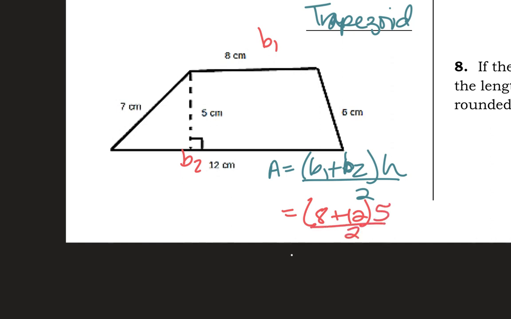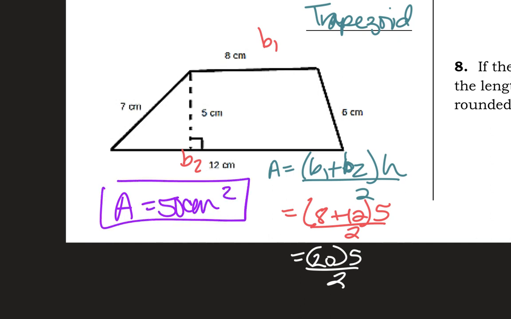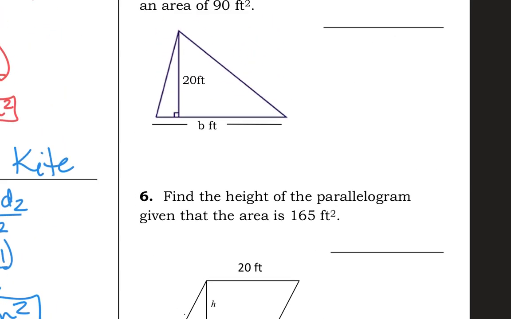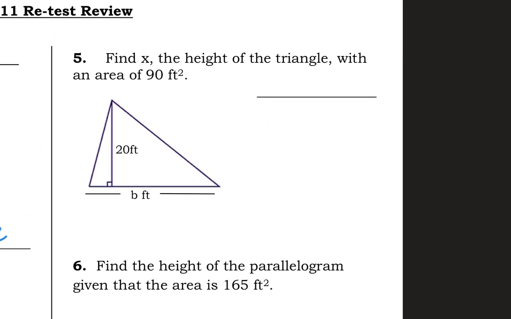All right, 8 plus 12 is 20. 20 times 5 divided by 2. We should come out with an area of 50 centimeters squared. All right, let's go to the next one. Let's look at number 5. So on number 5, it's another triangle.